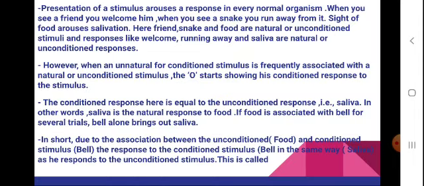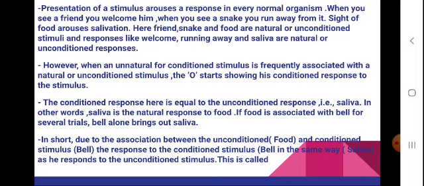Now, presentation of a stimulus arouses a response in every normal organism. When you see a friend, you welcome him, and when you see a snake, you run away from it. Sight of food arouses salivation. Here, friend, snake, and food are natural or unconditioned stimuli. And responses like welcome, running away, and saliva are natural or unconditioned responses.